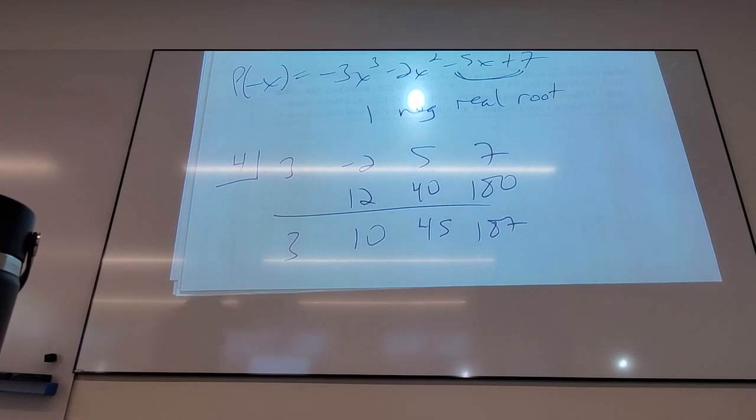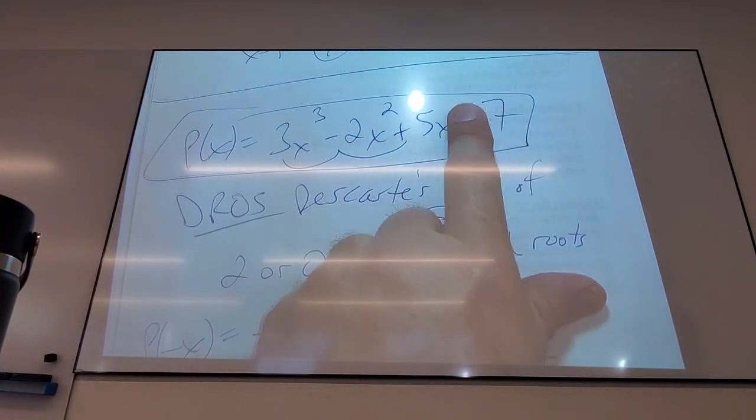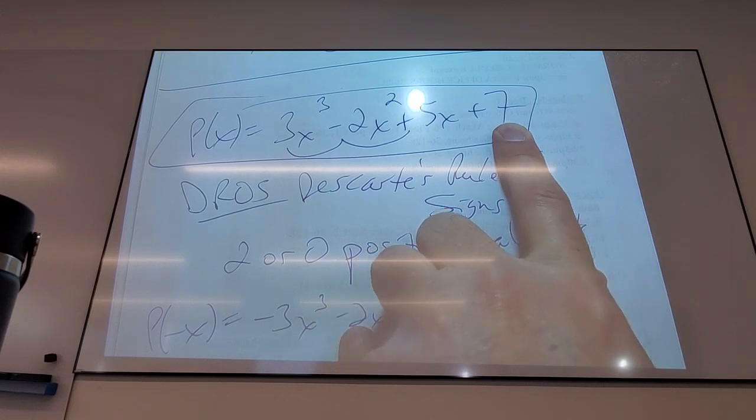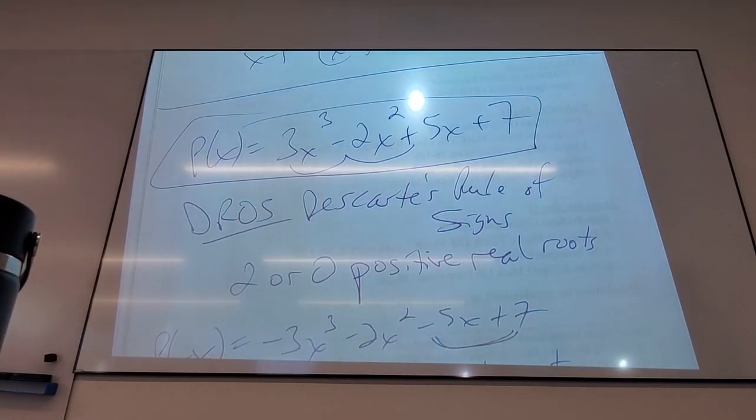This one kind of sucks because, well, for you guys it would be great, because I can only break up 7 as 1 and 7. Can you guys make a list of all possible rational real roots, please?